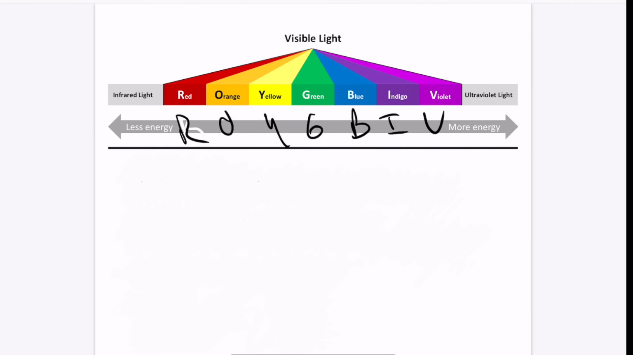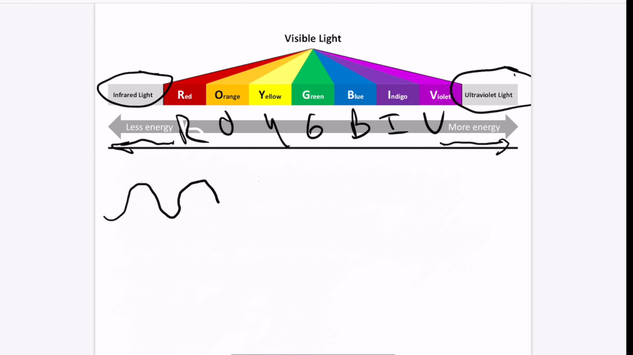You also want to remember that one end of the spectrum is ultraviolet light and the other end is infrared light. And this end of the spectrum represents more energy versus this end of the spectrum represents less energy. The energy is a product of the wavelength, which is also the color. So as you remember, wavelength is from peak to peak. That is the length of the wave, and light moves in waves.